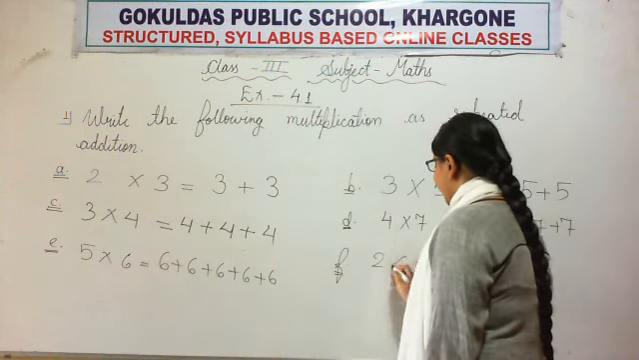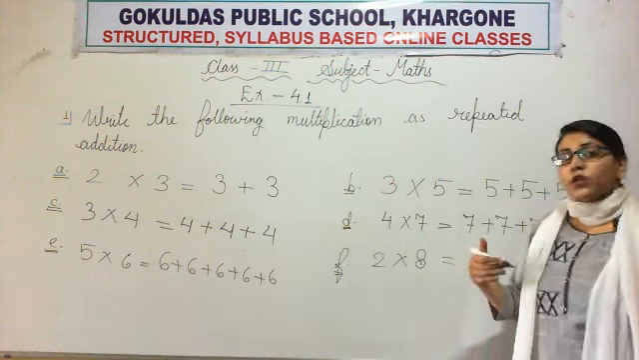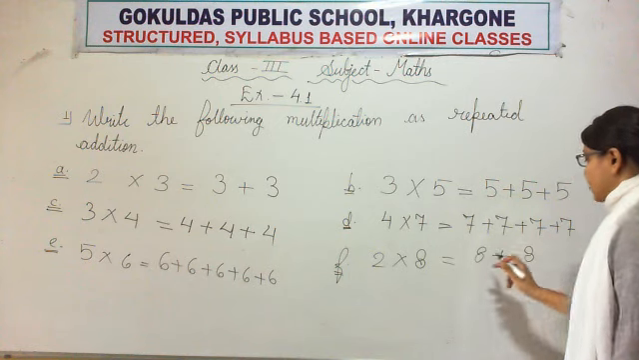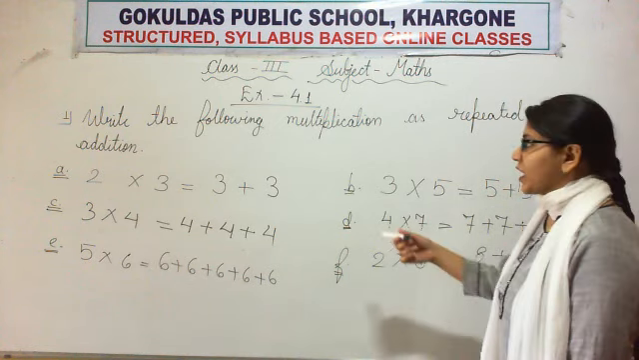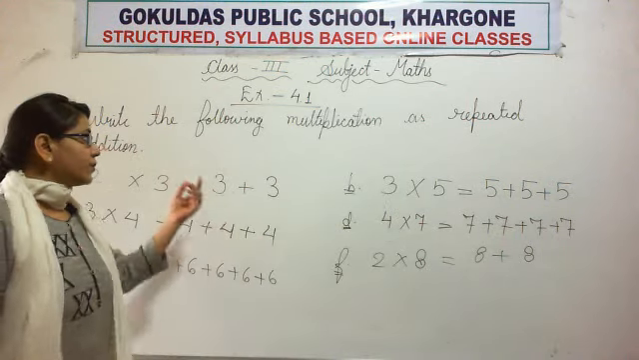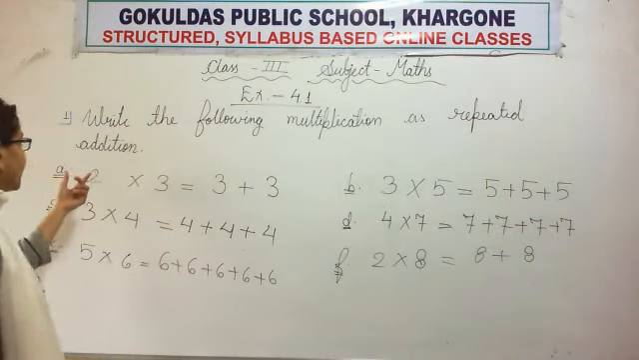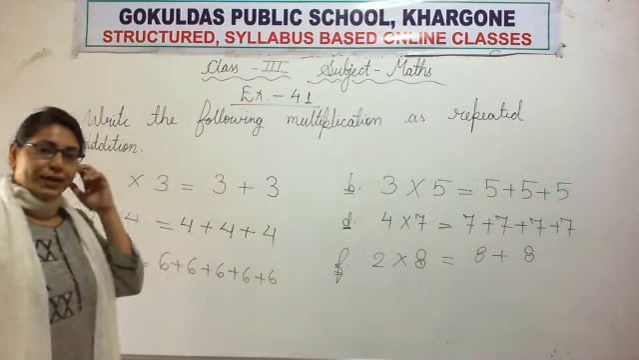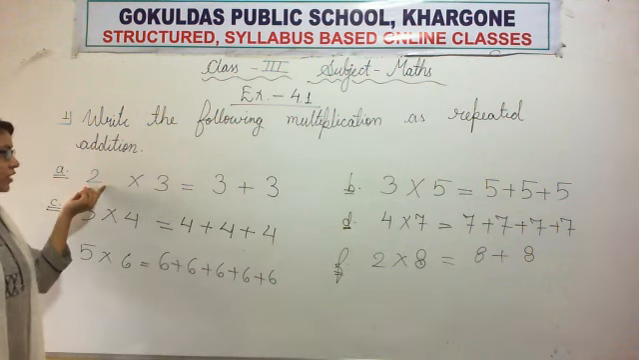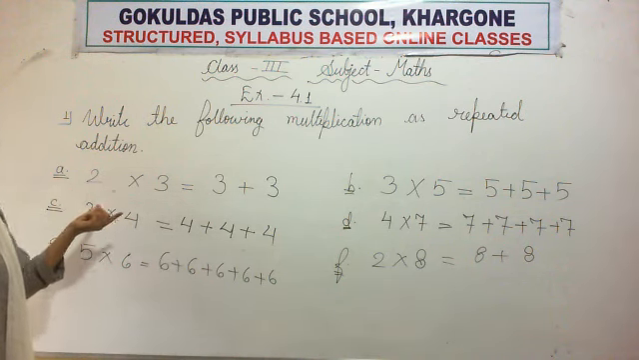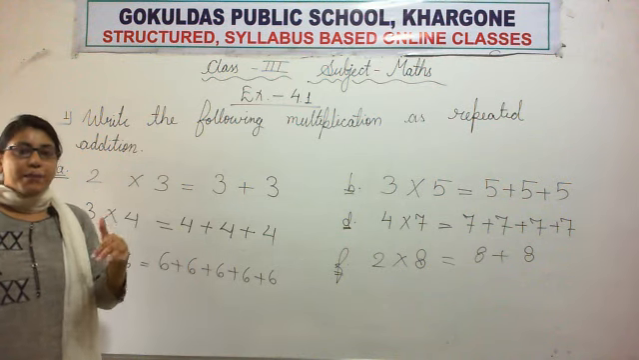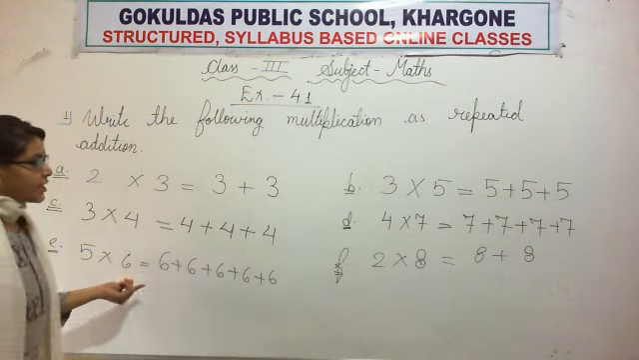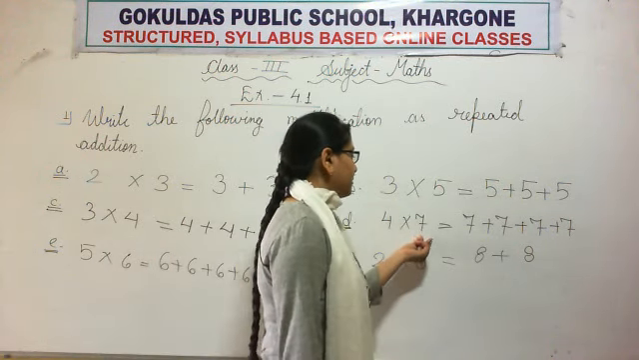2 into 8. 2 into 8 means 2 times 8. So 8 plus 8. 1 and 2. 2 times 8. The question was asking us to write multiplication as repeated addition. So we have written all the multiplication sentences in the form of repeated addition. The first term is showing times and the second one is number in each group. So it means 2 times 3, 3 times 4, 5 times 6, 3 times 5, 4 times 7, 2 times 8.